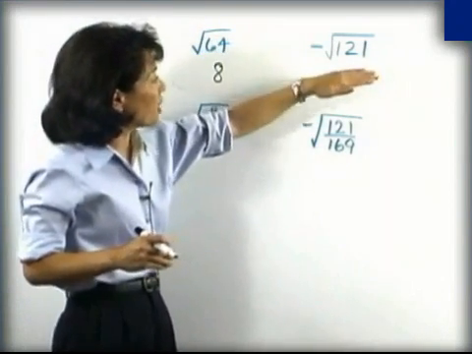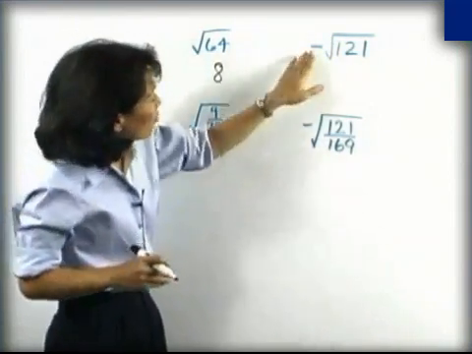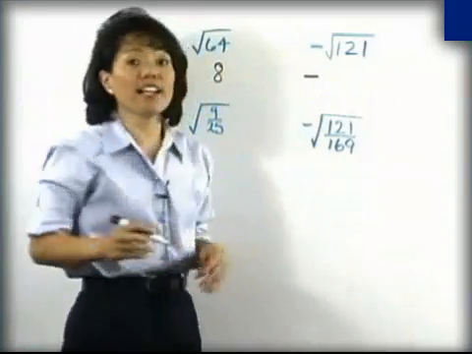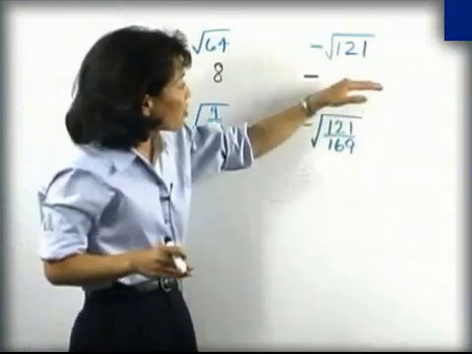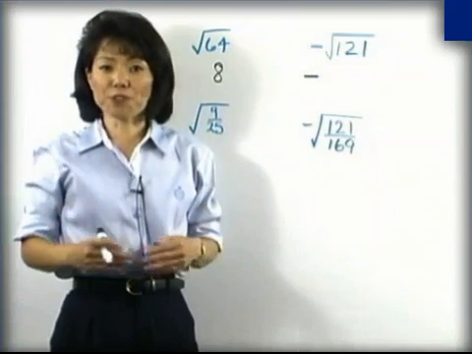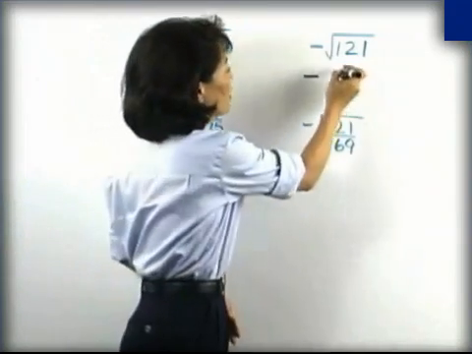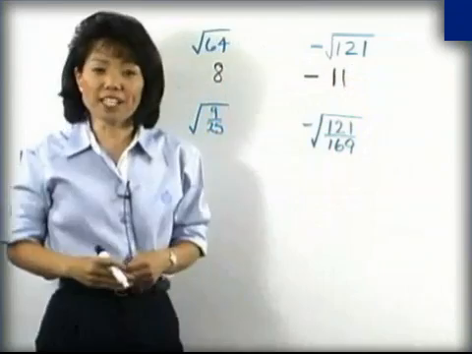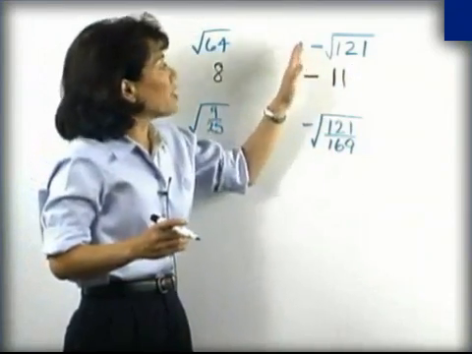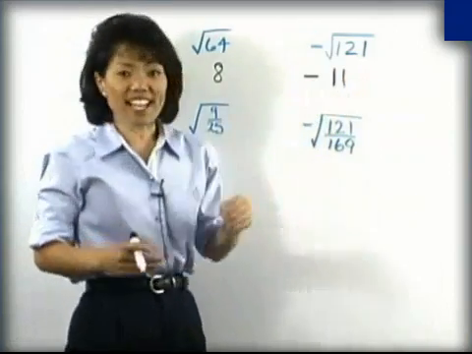Let's look at our second example. We have the opposite of the square root of 121. Now, don't be fooled by that negative sign. All that means is the negative sign is outside the square root symbol. Ask yourself this question: what number times itself equals 121? Hopefully you've come up with the number 11, because 11 times 11 is 121. So we simply say then that the opposite of the square root of 121 is simply negative 11.